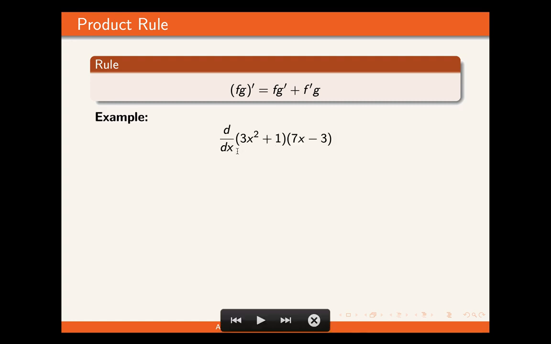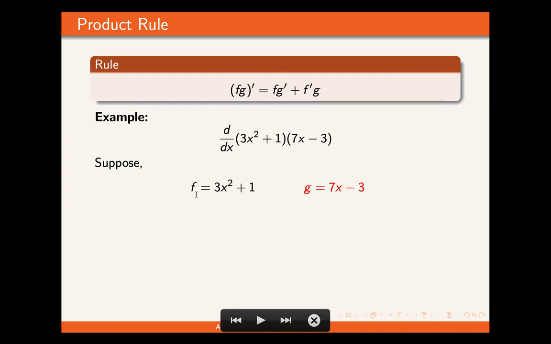Let's say we need to find the derivative of 3x squared plus 1 times 7x minus 3. As we can clearly see, here we have a product of two functions. So let's assume that the first function, 3x squared plus 1, is f, and let's assume 7x minus 3, the second function, is g. Then if you want to use the product rule, you might have noticed that we actually need to also find f prime and g prime so that we can directly use this rule.